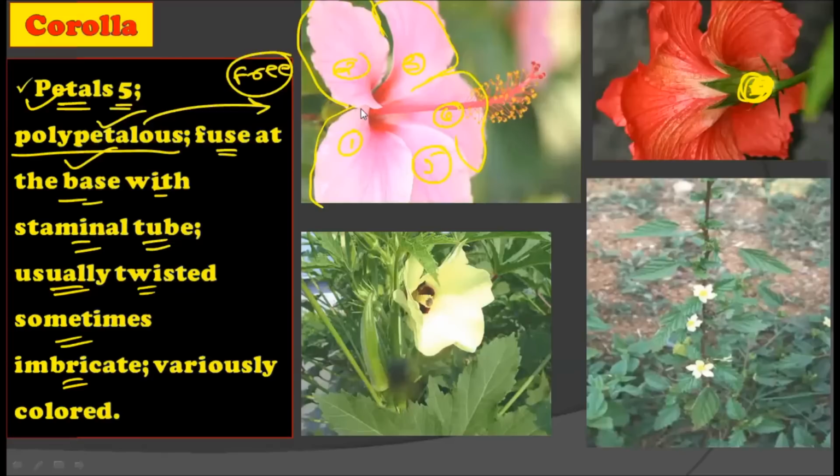Twisted aestivation is that aestivation in which one margin of the petal is overlapped by the other margin of the petal. Such a condition is called twisted, or sometimes imbricate. And the flowers are always variously colored. You can observe here, this is the hibiscus flower showing the pink color, while this is another species of hibiscus which is showing the dark red color. This is the flower of okra, which is almost white in color.